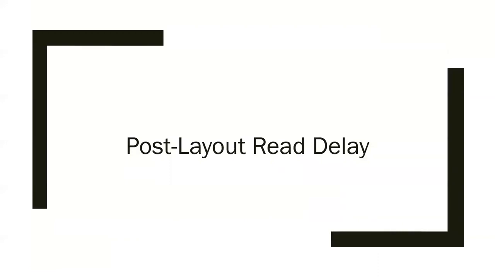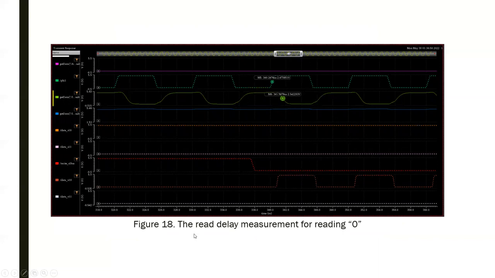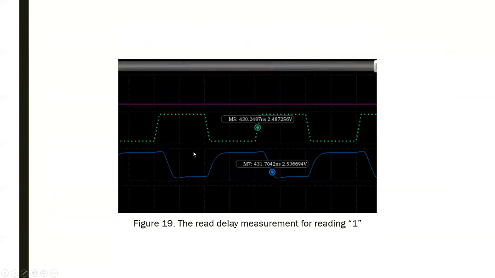And we also performed post-layout read delay. And here in this case, we measured the read delay for the reading 0 case. And here we took the difference between the time points of phi1 and the time points of a bit line. And then in the next measurements, we are measuring the read delay for the condition of reading 1. And here again, we see that although their voltage points are at 2.5 volts, which is VDD over 2, we can see that there is a slight difference between their time points. So again, we take their difference. And when we average these two differences, we get the read delay measurement. And just like the write delay case, it is very close to 1 nanosecond.